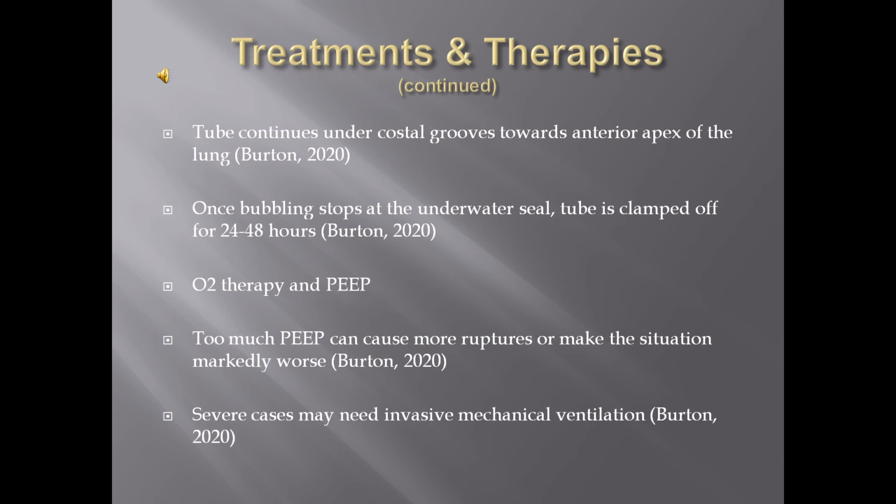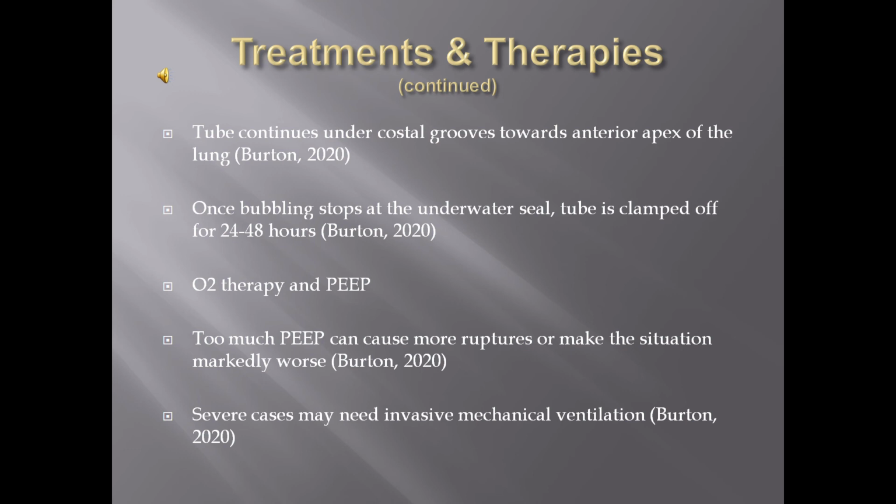This negative pressure procedure sort of simulates the natural environment of the lung, all the while promoting lung expansion. Once all the extra air has been pulled out, the bubbling stops at the underwater seal, and the chest tube is clamped off and left to heal for 24 to 48 hours. This treatment can be used in both adults and children. The chosen tube size will vary, of course.